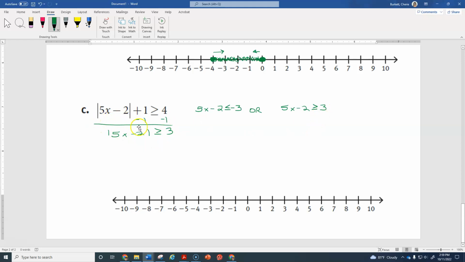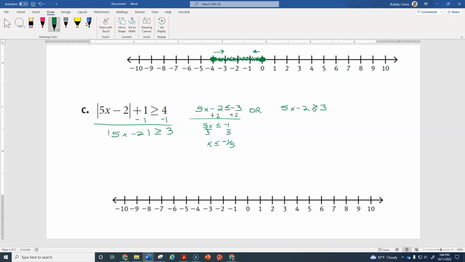Okay, so I have isolated. This was step number 1, isolate. This was step number 2, split. Step number 3 is solve. So I'm going to try to undo everything that's happening to x. It says 5 times x minus 2, so I'm going to undo the -2 first by adding 2 to both sides. 5x is less than or equal to -3 plus 2, which is -1. How do I undo times 5? You divide by 5. So x is less than or equal to -1/5.